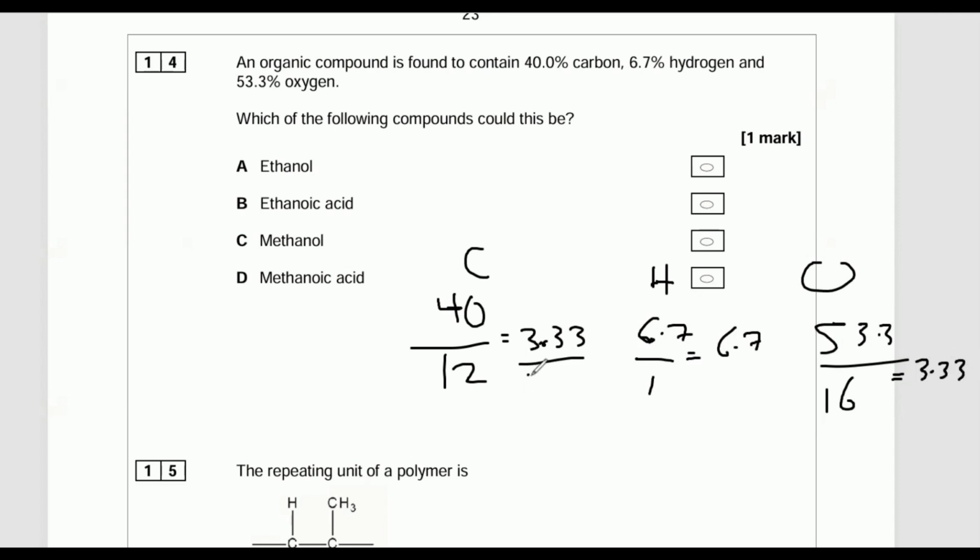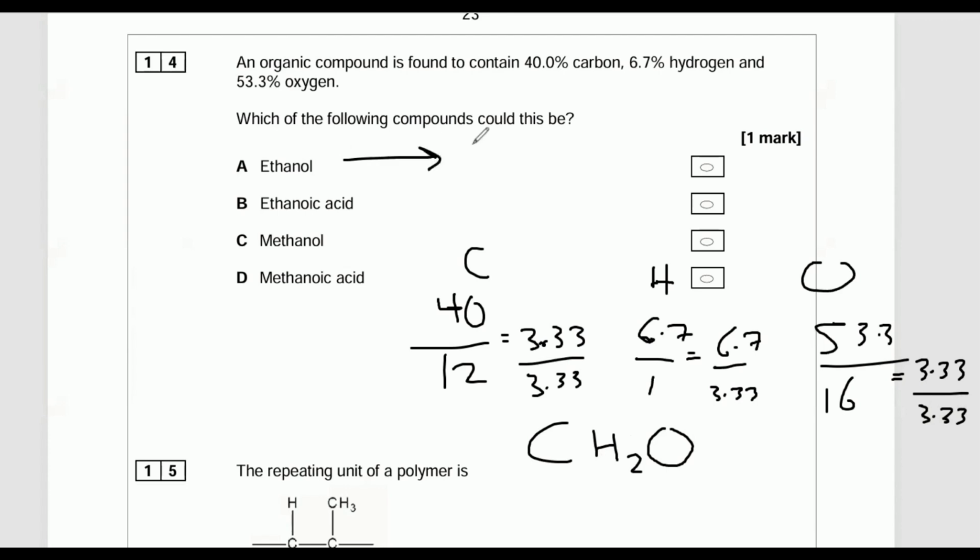We're going to divide all by the smallest. When you want to work out the ratio, divide everything by the smallest. So we've got C, and then if I divide that by 3.33, I've got H2, and then if I divide that by 3.33, I've got another 1. So it's CH2O. And all you've got to do is draw out the molecular formulas to these, or the displayed formulas, and see, are they a ratio of that?